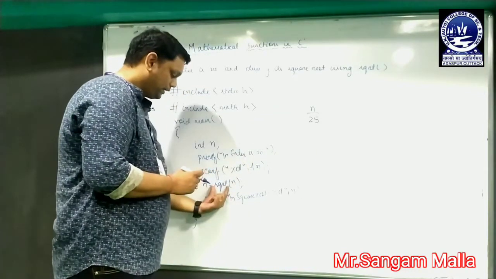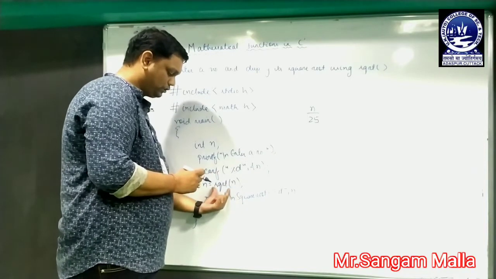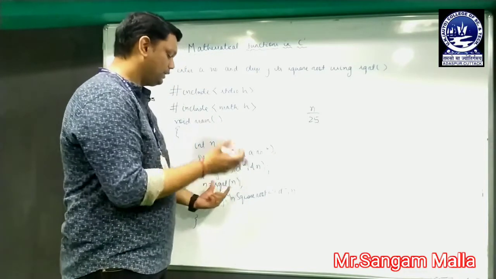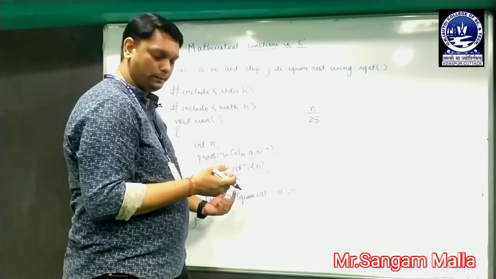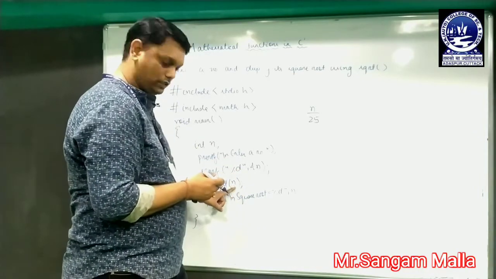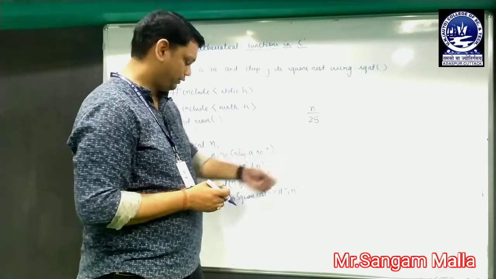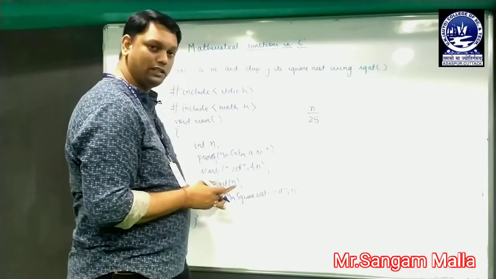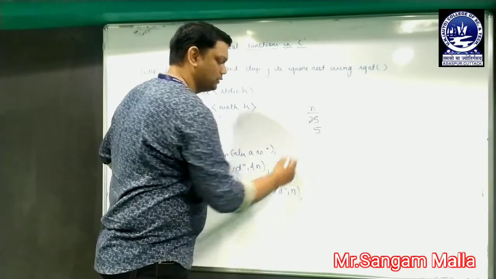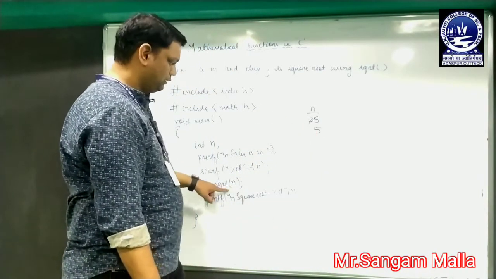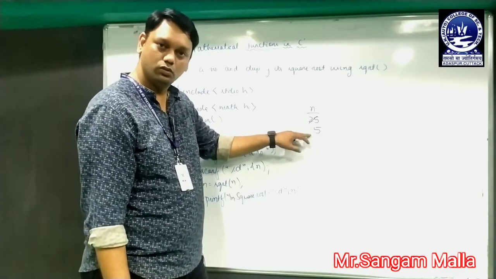So whenever I am writing sqrt of n, that means sqrt is a special function that will calculate the square root of a number or a variable automatically. So I have given n over here. n has the value 25. So what is the square root of 25? That is 5. So 5 will be stored in the same variable, that is n. So the value of n has been changed to 5.